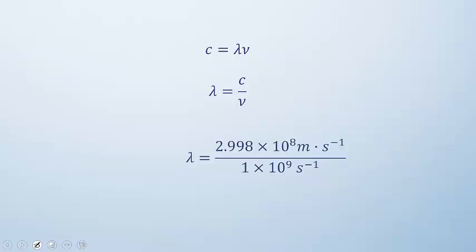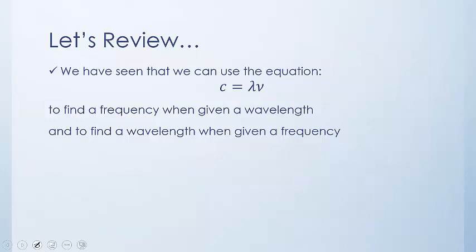I rearrange it, solving for the wavelength. And when I plug everything in here, I plug the frequency on the bottom, and the units of per second cancel out nicely to give me units of meters, meaning my final answer, rounded to one significant figure, is 0.3 meters. This is my wavelength. So in summary, we've seen that we can use this equation, c equals lambda nu, to solve for either a frequency or a wavelength when given the other.